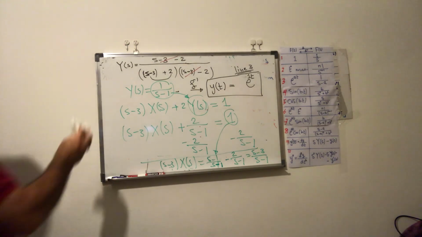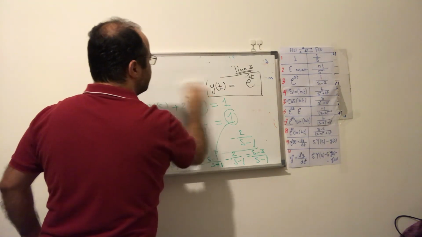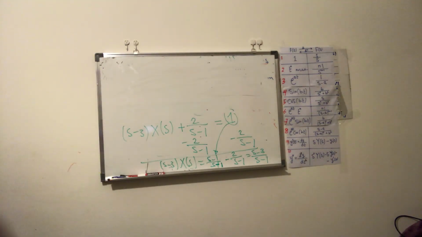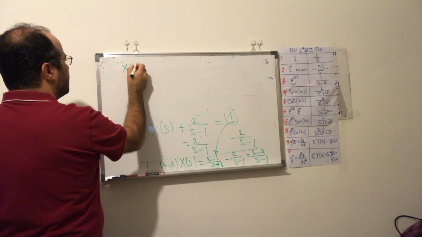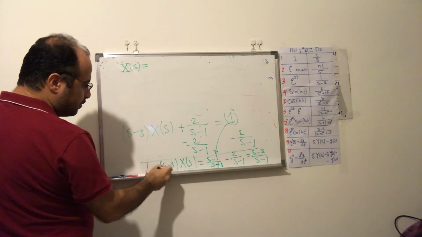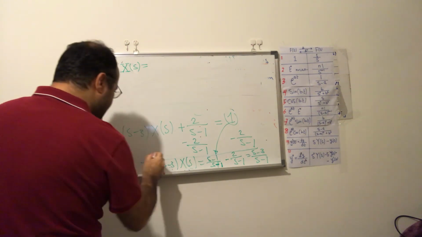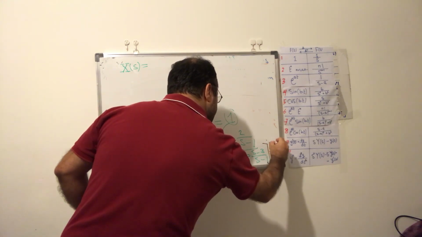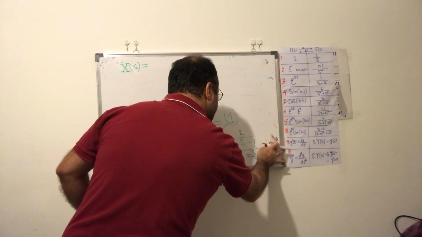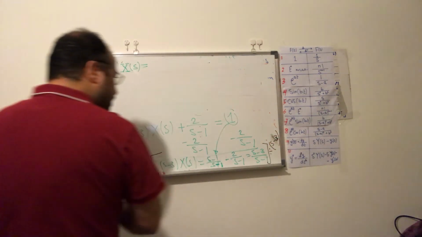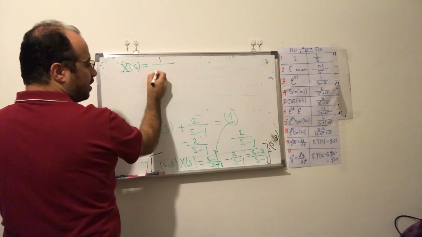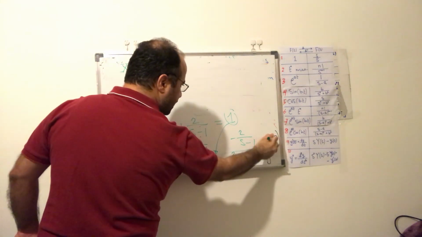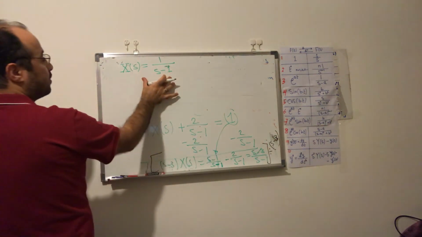Now again, if you solve for x of s now, so solving for big X of s, again you need to divide that equation. So now the next step here is to divide that equation over s minus 3. Then again you're going to have 1 over s minus 1, right? Because this thing with that thing will cancel, right? So again you're going to have this.